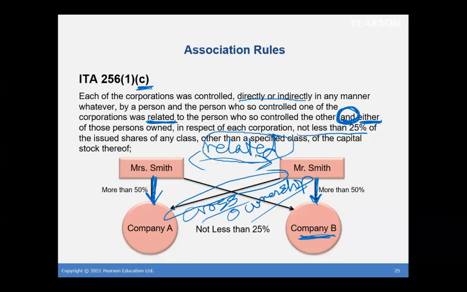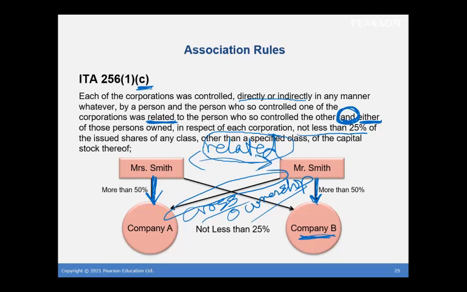This is based on C, right? We've got Mr. and Mrs. Smith here related, and we have the cross ownership. So each of the corporations is controlled by a person, and the person who controls it is related to the person who controls the other. So each of them has to control, and then they have to be related.